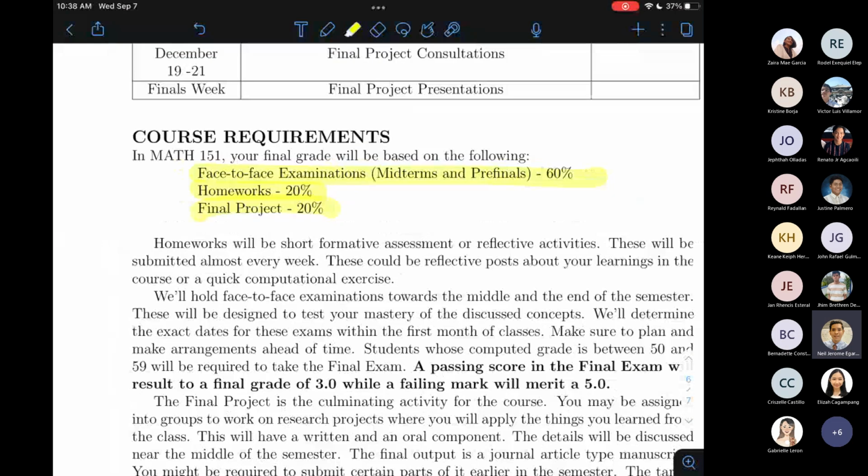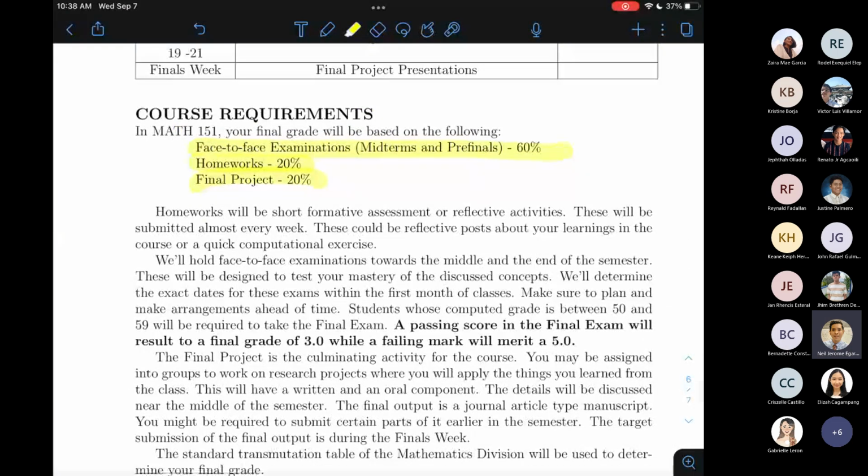Now, ito yung grading. So, kukompute namin yung grade nyo based on this scale, 60, 20, 20. And then, of course, the goal is to get 60 or higher. So that would be your final grade. But in case your grade will fall between 50 and 59, kasi wala na ngayong no-fail policy. So if your computed grade, itong 60, 20, 20, upon computation, you get something between 50 and 59, then you will be required to take the final exam.